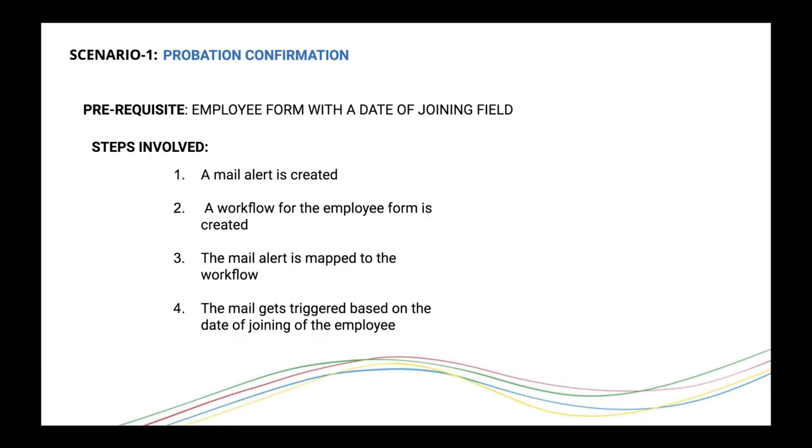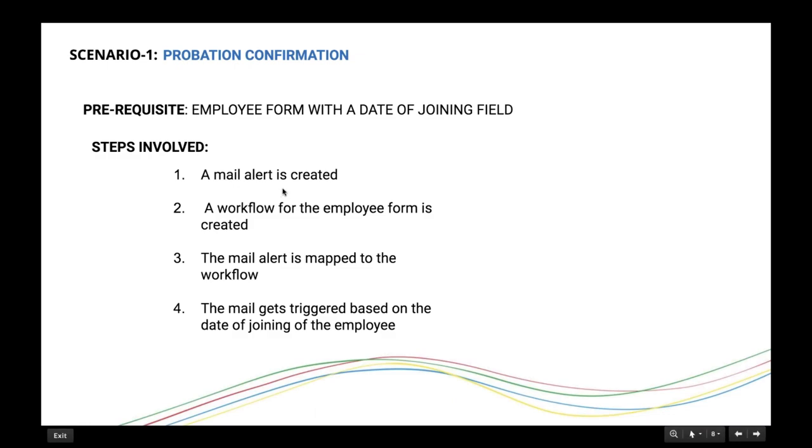With a vast workforce, it would be hard to remember your employee's date of joining and then calculate your probation period and also send emails based on that. So let me show you how to automate this. What you'll be needing is an employee form with the date of joining field in it. This is a default form available in Zoho People. So what are the steps involved?